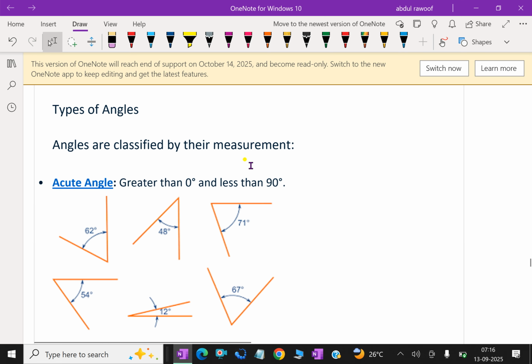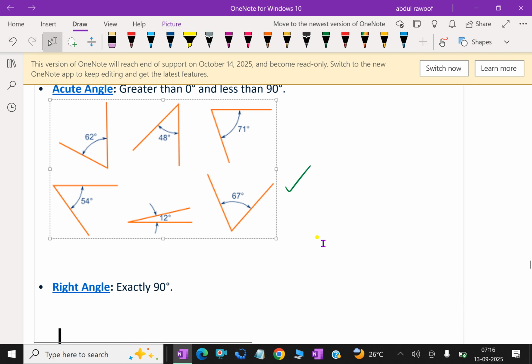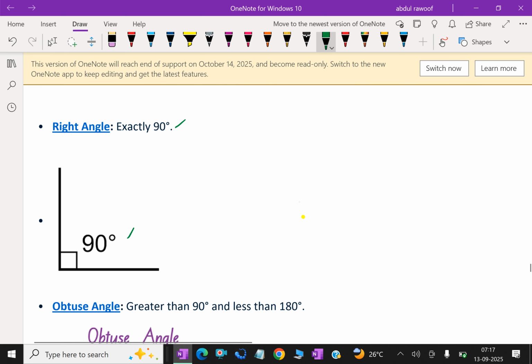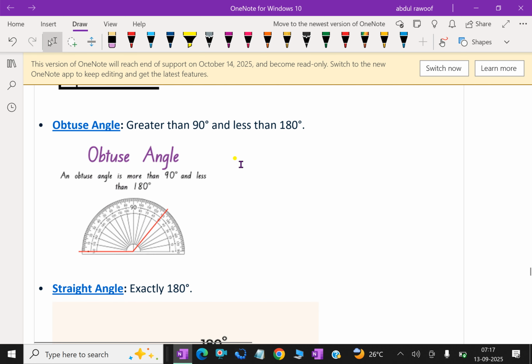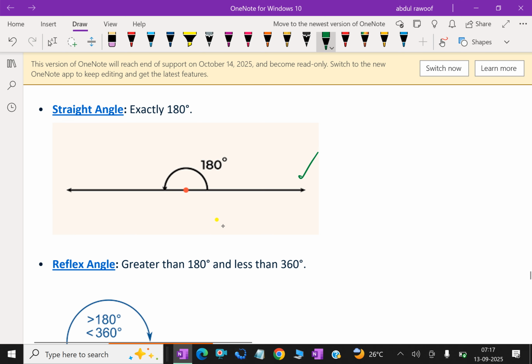Angles are classified by their measurement. Acute angle is greater than 0 and less than 90 degrees. These are acute angles formed. A right angle is exactly 90 degrees. Obtuse angle is greater than 90 degrees and less than 180 degrees. These are obtuse, from this side to this. That is more than 90 and less than 180 degrees. A straight angle is exactly 180 degrees. This is a straight angle.